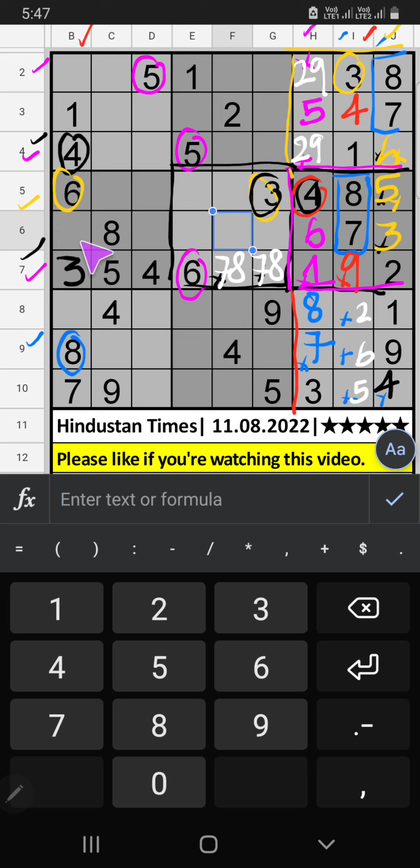Column B, 3 numbers are remaining: 2, 5, 9. Column C, column D, we have 5. So 5 can't come in these cells. Then 5 is confirmed here. Then column B, 2 numbers are remaining: 2 and 9. It will come in one of the 2 cells. We will confirm later.